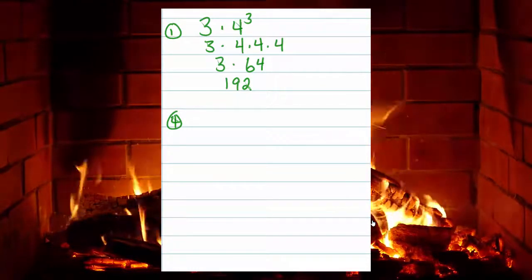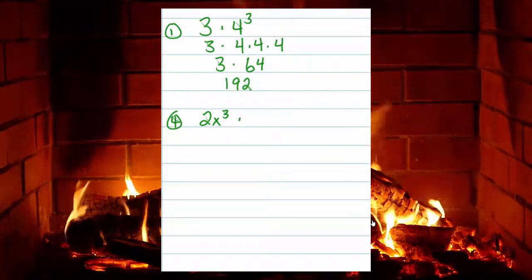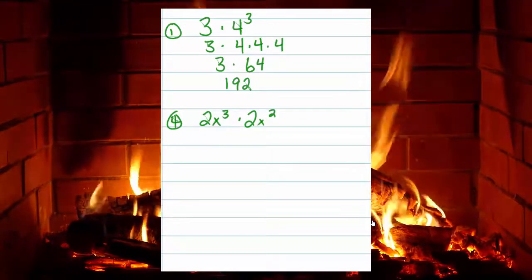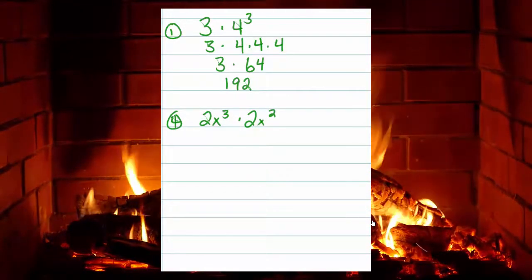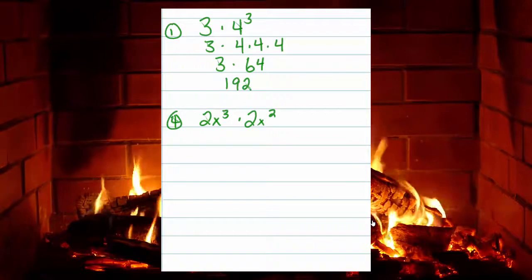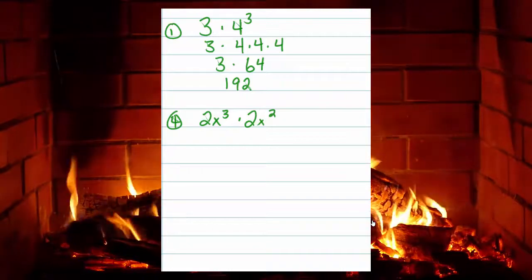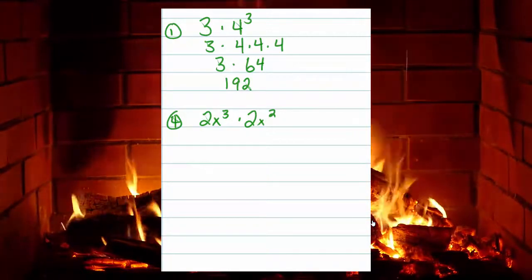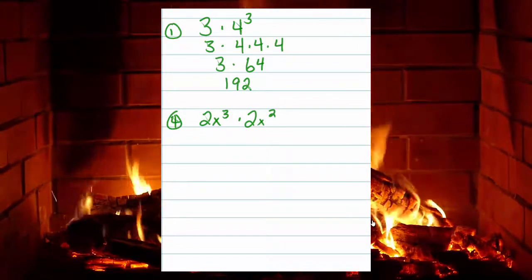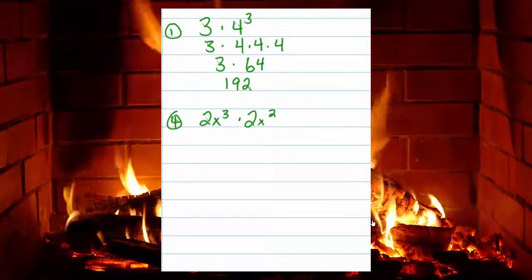Problem number 4 reads 2x cubed times 2x squared. Now we can see that we have x's, so we have the same bases, and both of them have powers. We're going to use our product rule, where that will allow us to add the powers together. But just to help reinforce the process that's taking place, I'm going to expand this just a little bit and separate some things out, because remember that when you're multiplying values, the order can be rearranged through the commutative property.